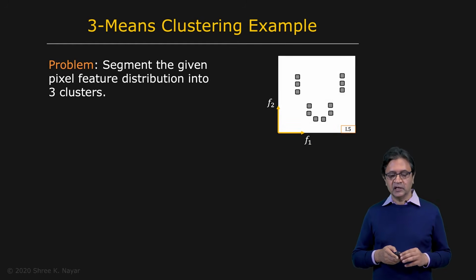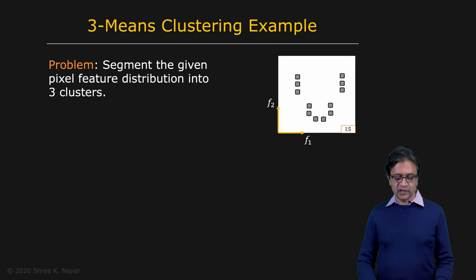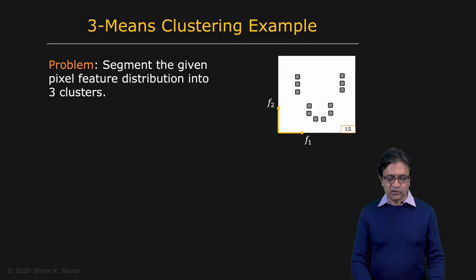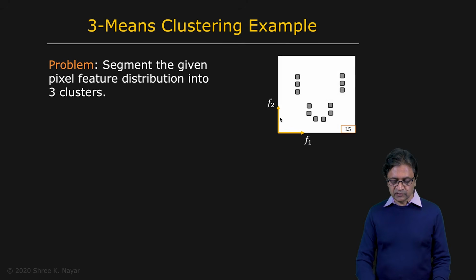So let's take a look at how this works in the case of 3 clusters. So we'll call this 3 means clustering. Let's assume that our feature space is 2-dimensional, just for simplicity. Let's assume that these are the points given to us. We want to essentially apply our algorithm and come up with 3 clusters in this case.